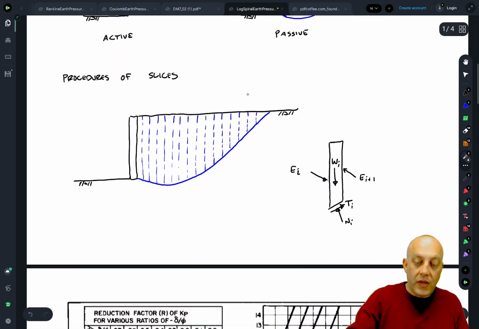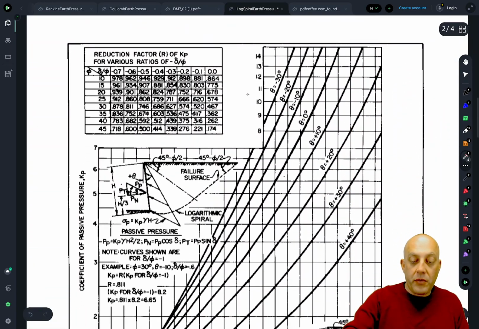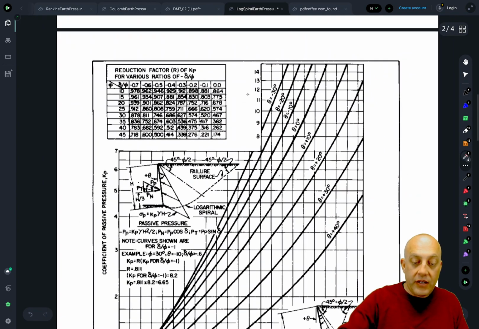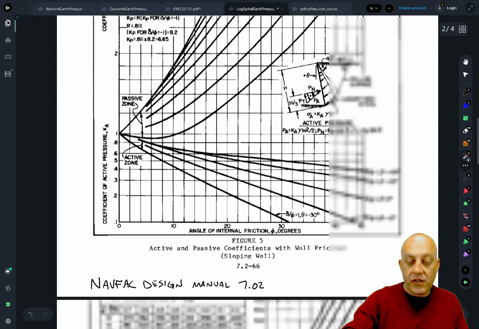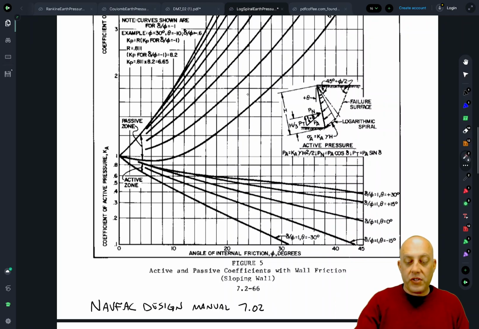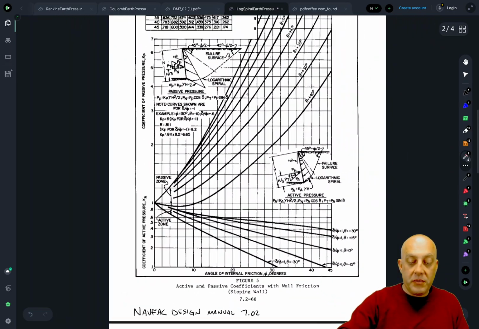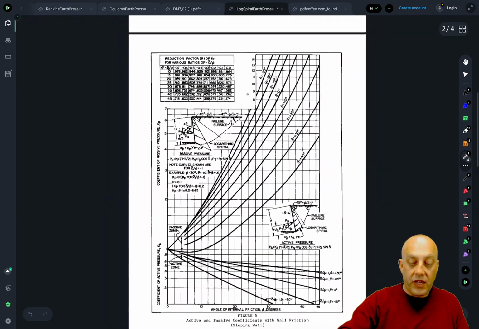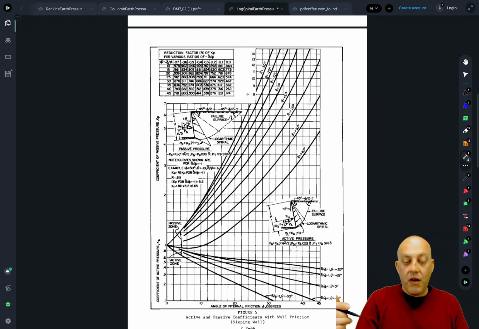All right, the other way to go is to use something like this table of values. This is from the NAVFAC design manual. So this is a Navy document, version 7.02 is shown here. And this table, let me zoom out on it so you can see the whole thing, and then we can zoom in on different parts.